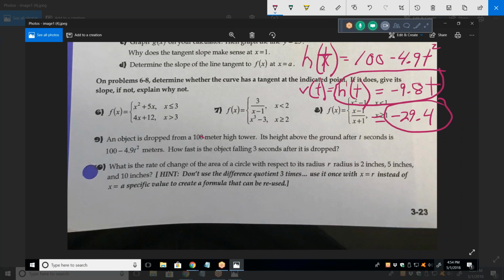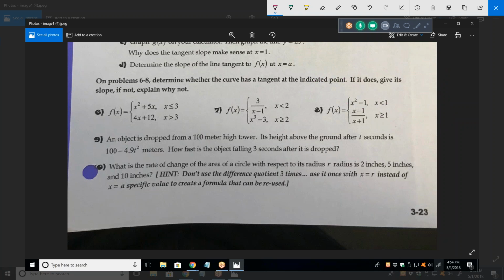Okay, let's take a look at 10. What's the rate of change of the area of a circle with respect to its radius when the radius is 2 inches, 5 inches, and 10 inches? Well, we need a master formula. Remember, calculus is all about manipulating functions. So the area of a circle is what? Area of a circle is pi r squared.